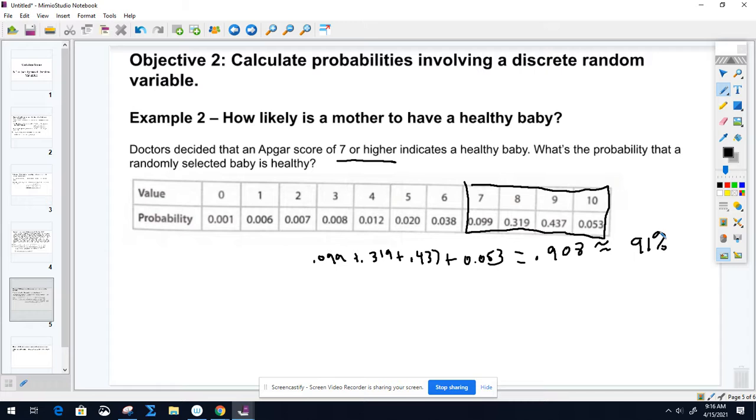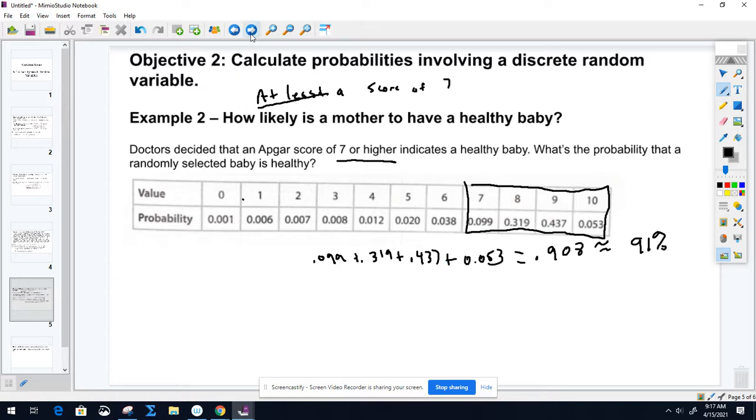So again, why did I include the 7? Because it says a score of 7 or higher. If it said just higher than 7, I would not have included the 7 and just done the probabilities for the numbers 8, 9, and 10. Okay, and again, why is this a discrete random variable? Because notice you can't have a score of 0.5. It's either a 0, a 1, a 2, a 3. So this is a discrete probability. And again, another way that we can say this is we could say at least a score of 7. Okay, so if you see the word at least, I'm also going to include that 7. If it said a score higher than 7, then I would not include the 7.